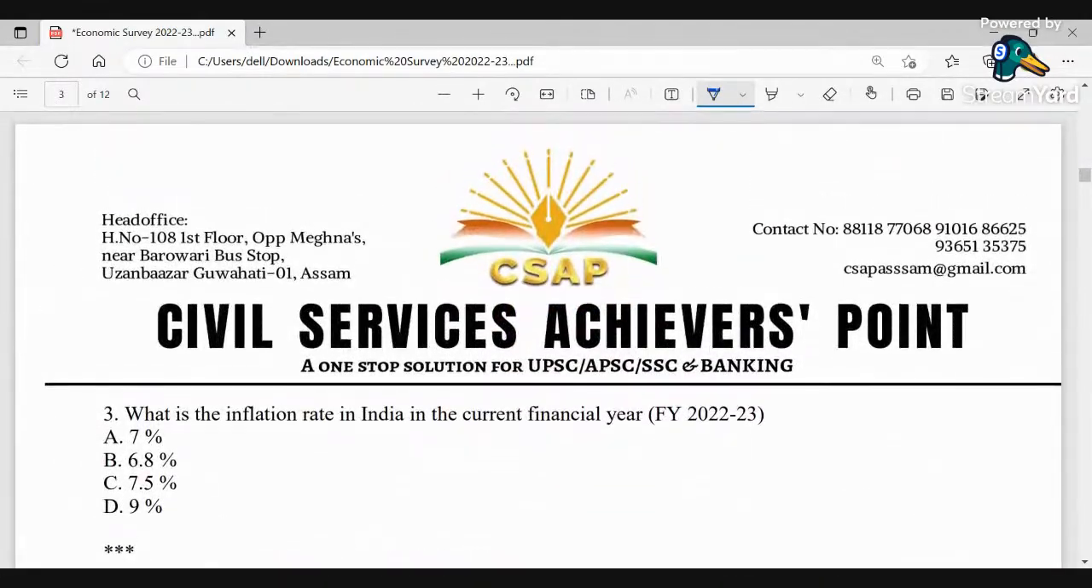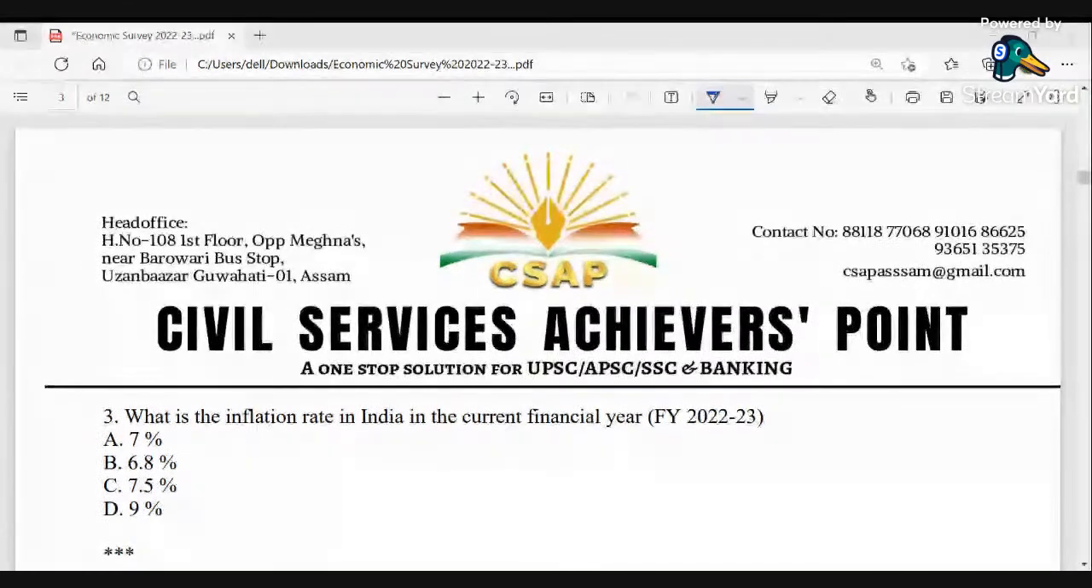What is the inflation rate in India in the current financial year? Anyone who wants to attempt, you can come up with the answer. Okay, fine, 2 is fine, because I have already shown it in the graph. Anyone with the third answer? What is the inflation rate in India in the current financial year?